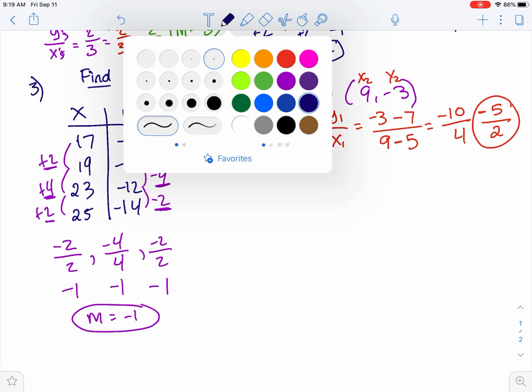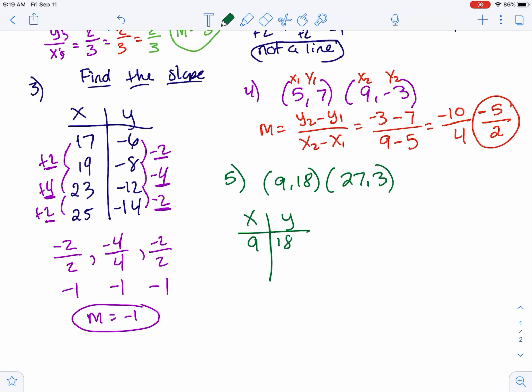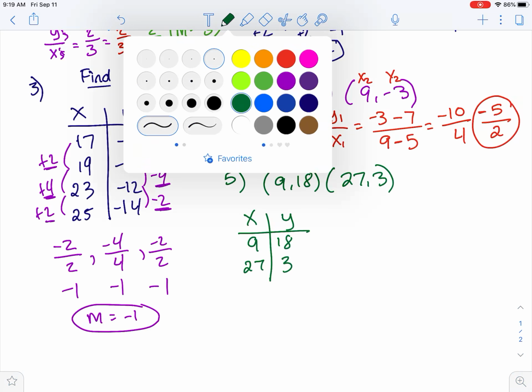Okay, now if you like the table better, let me show you another example, and you actually could do the table, even if we give you 2 points. So if we give you the points 9, 18 and 27, 3, you could, if you really want to, I'm going to show you this 2 different ways. You could make a table. Here's my x, y, x, y.